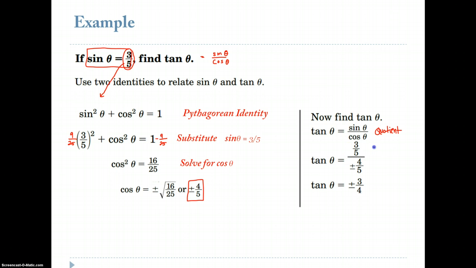I plug in for the sine of theta. I plug in for the cosine of theta. And there I have it. I've solved for the tangent.